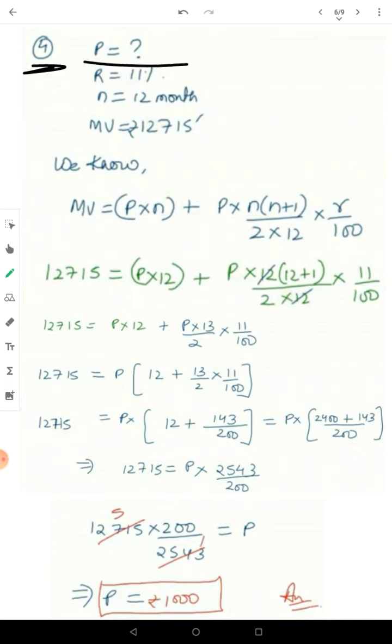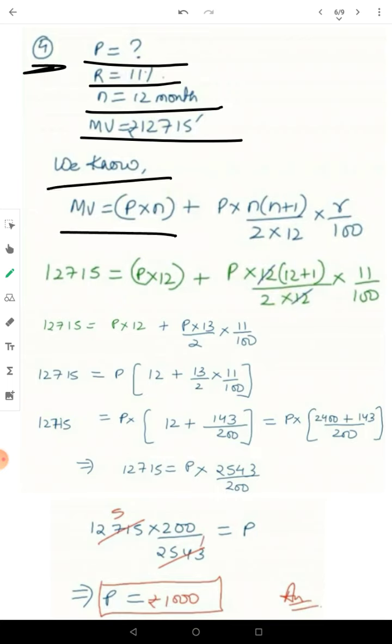Fourth one, principal we don't know, principal we have to find. Rate of interest is 11%. N is 12 months. Maturity value is rupees 12,715. We know that maturity value is equal to P into N plus P into N(N plus 1) upon 2 into 1/12 into R upon 100. This is the formula.